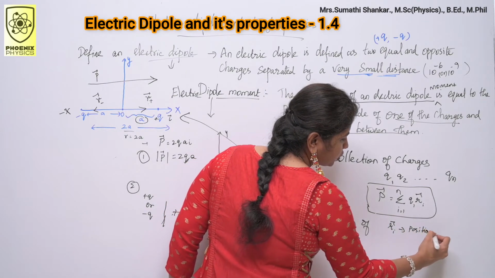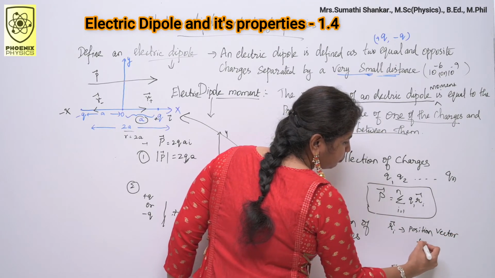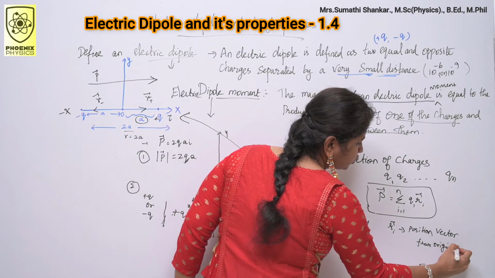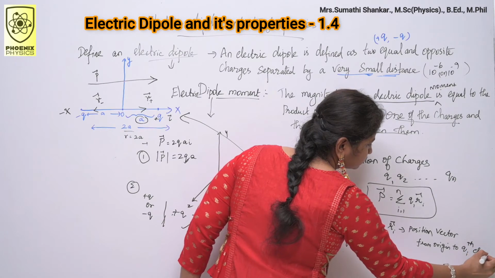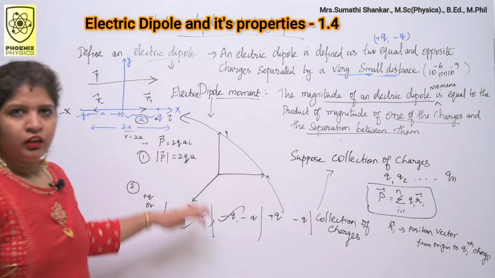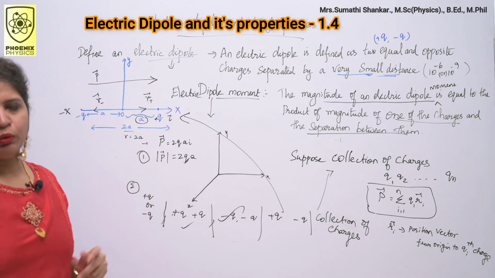You know that the position vector starts from the origin. So it is the position vector from the origin to the qi charge. This is for a collection of charges. So these two are important properties of the dipole moment.